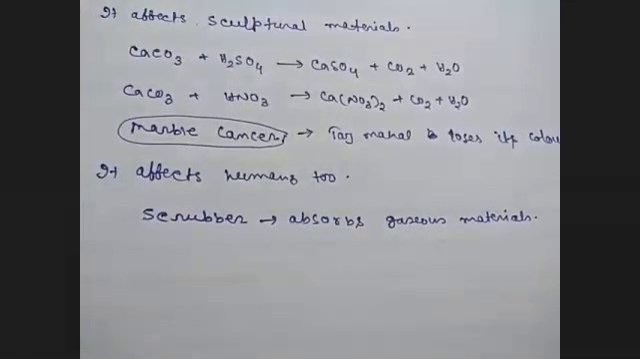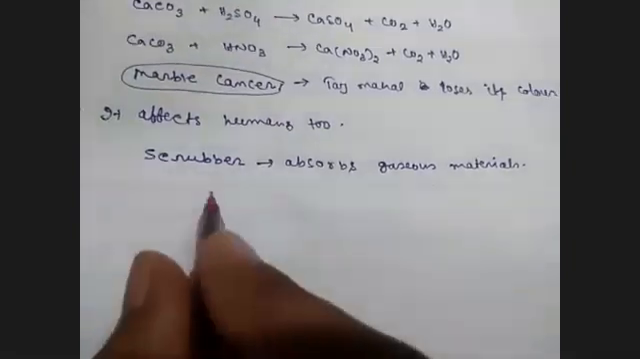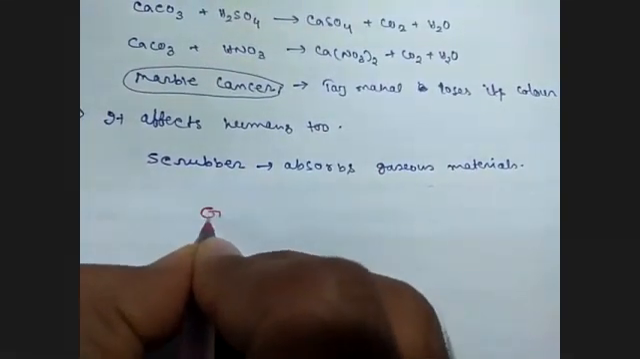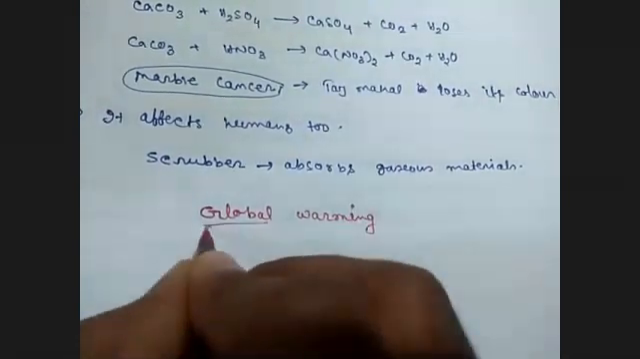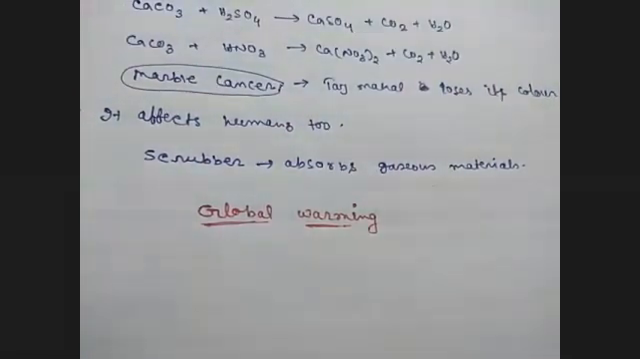The next topic is global warming and greenhouse effects. So, what is global warming? The increase of earth temperature due to some greenhouse gases is called global warming.